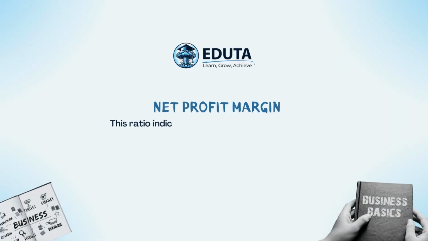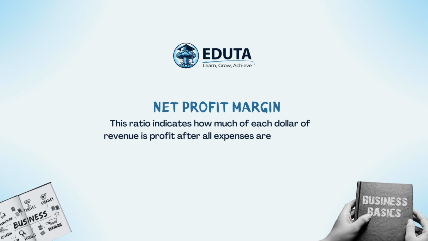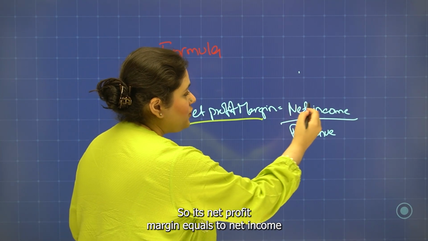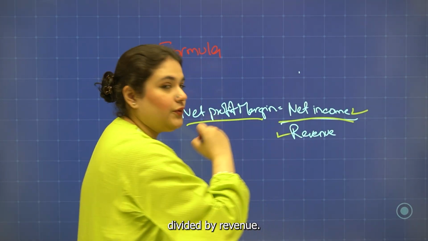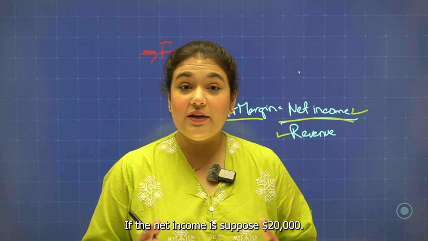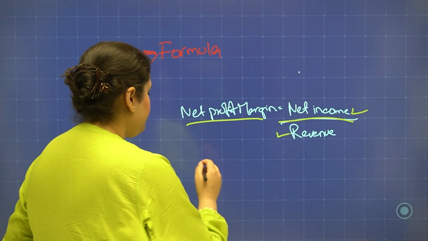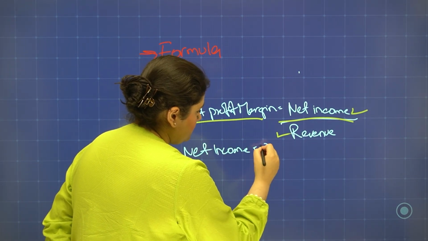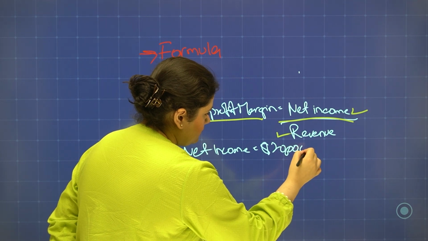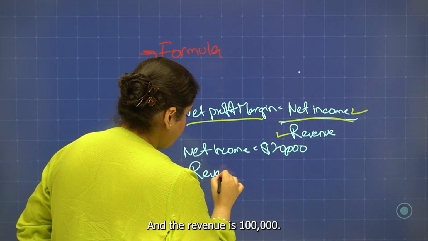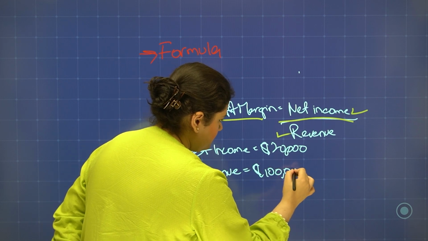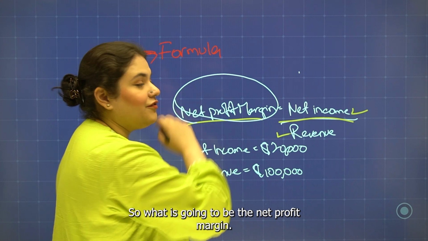Net profit margin. This ratio indicates how much of each dollar of revenue is profit after all expenses are deducted. Now let's take a look at the formula. So it's net profit margin equals net income divided by revenue. If the net income is, suppose, $20,000, and the revenue is $100,000, so, what is going to be the net profit margin?